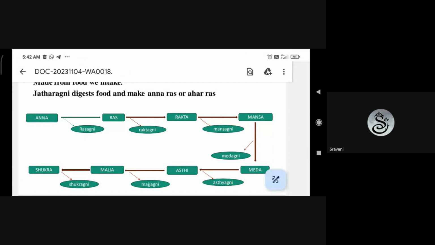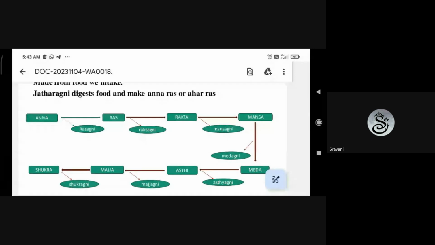Then from rakta to mansa by mansagni. From mansa to meda by medagni. From meda to asthi by asthyagni. And from asthi to majja by majjagni. Then from majja to shukra by shukragni. So this is the transformation from food to shukra, and shukra is the ultimate essence.